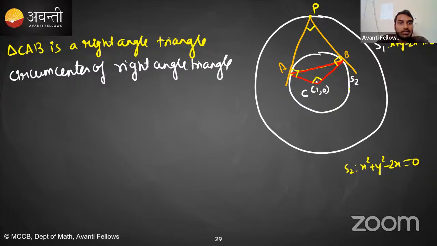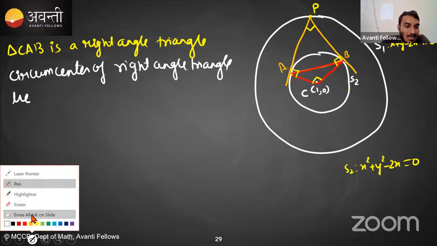Can anybody tell me in the chat box where the circumcenter of a right angle triangle lies? I have told you in the straight line chapter, with a note, I explained this thing. Anyone? No one? Did you forget this?